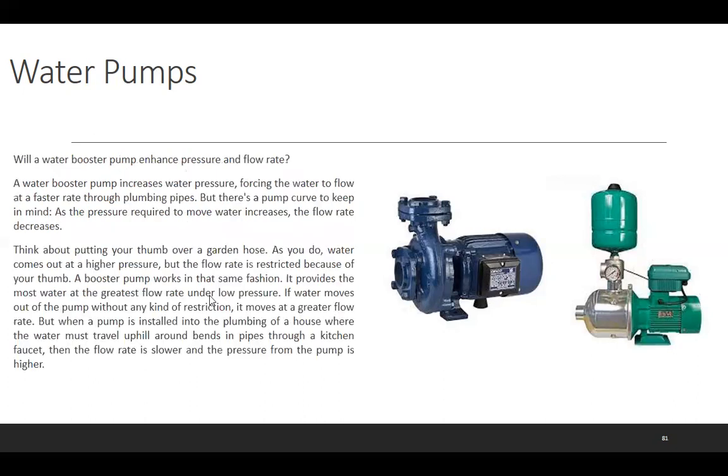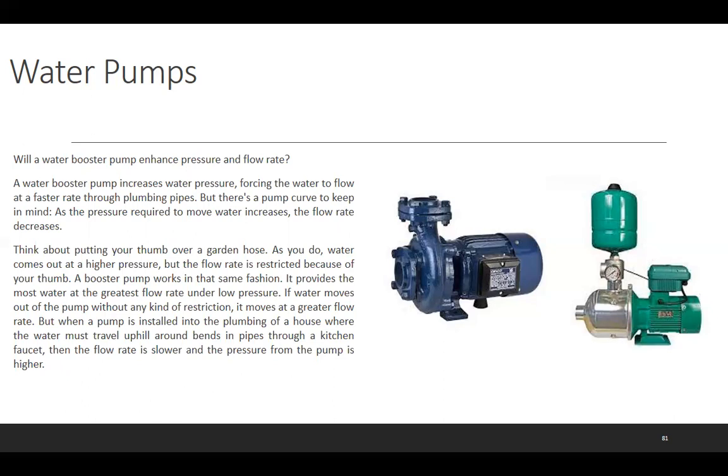So, while a water booster pump enhances pressure and flow rate, it increases water pressure, forcing the water to flow at a faster rate through plumbing pipes. But there's a pump curve to keep in mind. As the pressure required to move water increases, the flow rate decreases. Think about putting your thumb over a garden hose. As you do, water comes out at higher pressure, but the flow rate is restricted because of your thumb. A booster pump works in that same fashion.